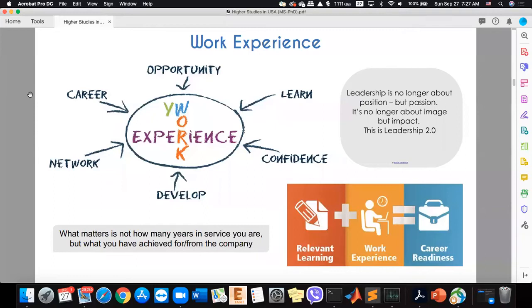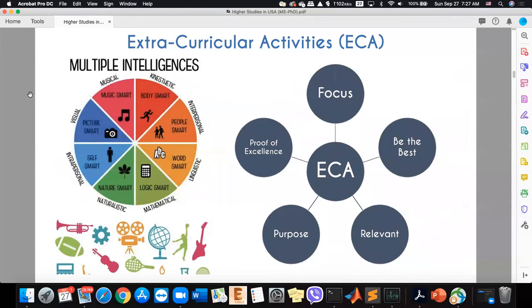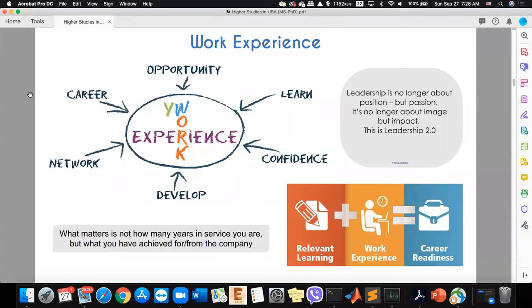So up next comes work experience. Work experience is pretty different from ECA. What ECA essentially does is try to extend your intelligence and creativity beyond your academic standards. And work experience is about applying a combination of your ECA skills and your academics into the real world.